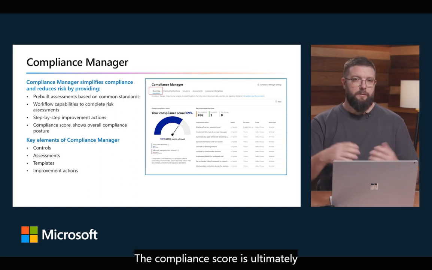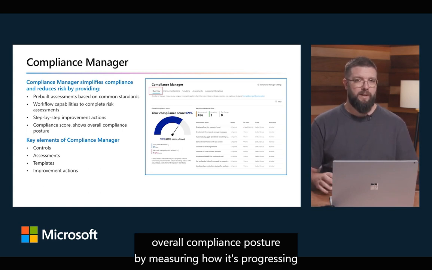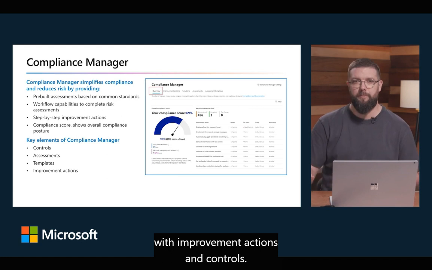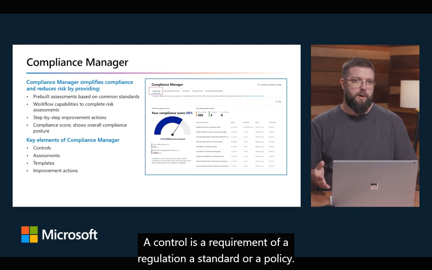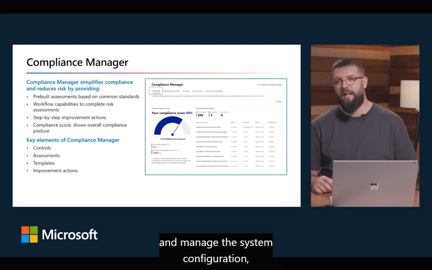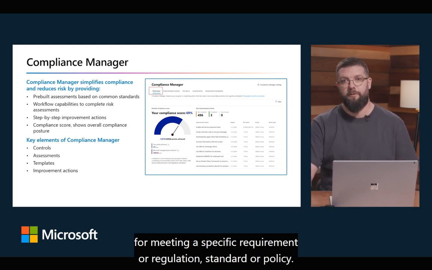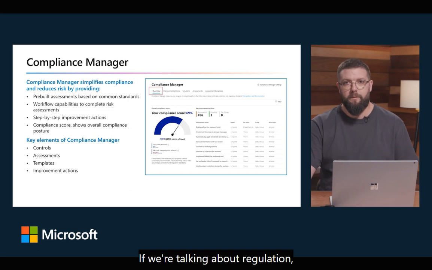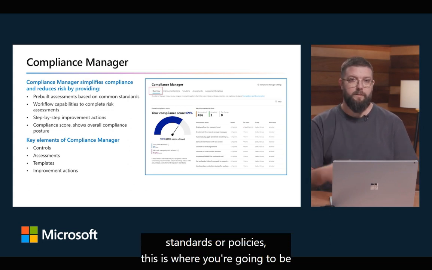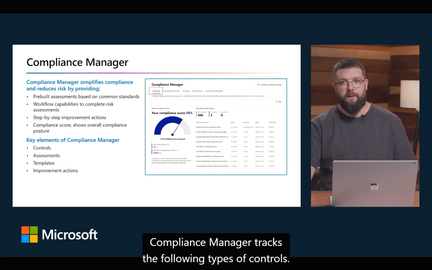So the compliance score is ultimately a calculation that helps an organization understand its overall compliance posture by measuring how it's progressing with improvement actions and controls. So a control is a requirement of a regulation, a standard, or a policy. So it defines how to assess and manage the system configuration, organizational process, and the people responsible for meeting a specific requirement or regulation, standard, or policy. So if we're talking about regulations, standards, or policies, this is where you're going to be wanting to focus on that control aspect. So Compliance Manager tracks the following types of controls.